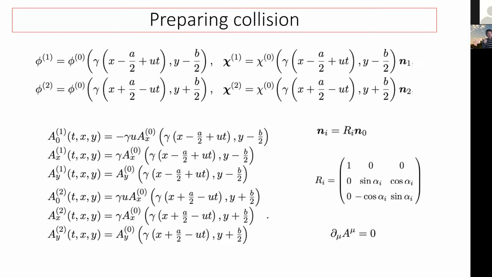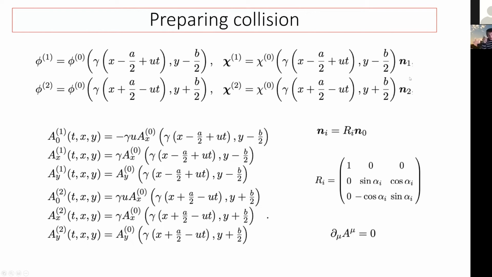Then I have to send them towards each other with some initial velocity u. And of course, it has to be relativistic. I can't just assume that I'm sending them at a small velocity, because I'm interested in the whole range of scattering velocities up to 0.99 c or whatever. So this is the way you do it: you take your solution, you prepare it this way, you separate them, you boost them in the x direction, you give them some initial velocity.